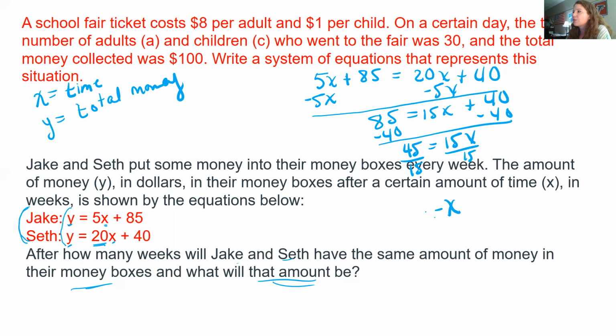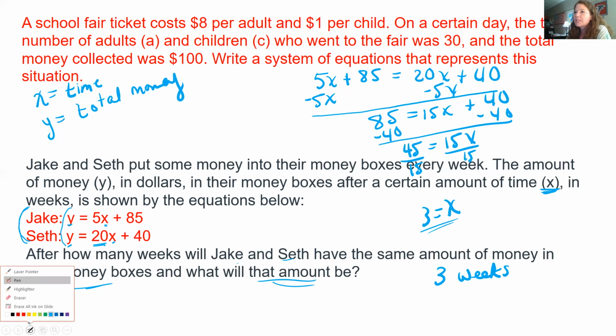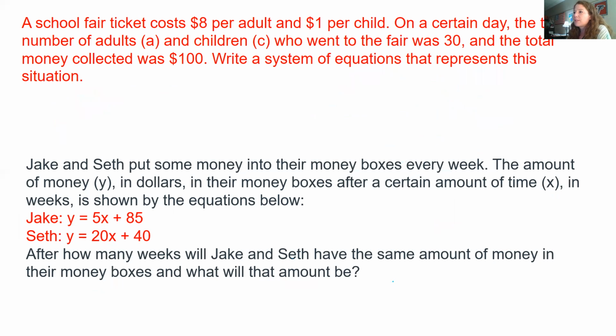So X is equal to 3. And what is X? X is time. So these are weeks, time in weeks. So it takes 3 weeks for them to get the same amount of money. So how much money? That means now we have to solve for Y. So let me erase all this stuff. I don't want to erase my answer. Half of my answer is 3 weeks. And then I'm going to plug in 3 for X and figure out what Y is.